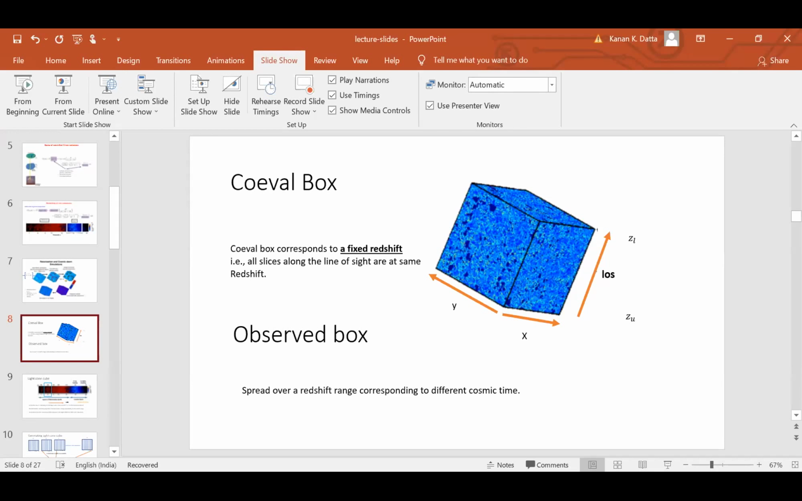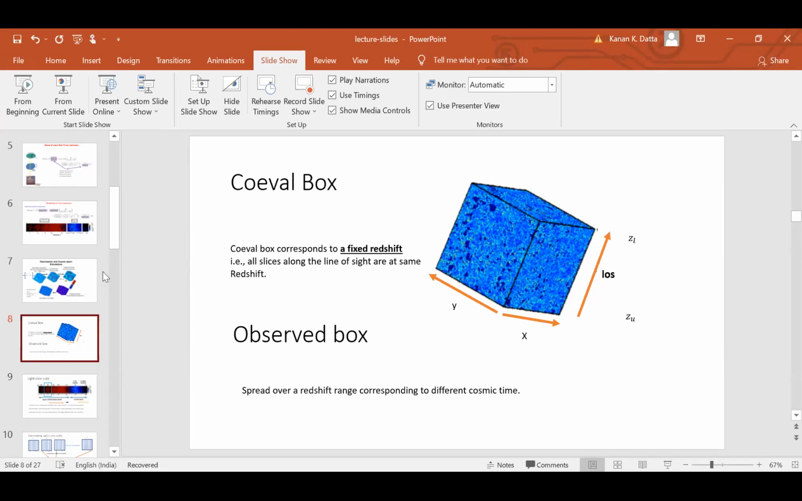Otherwise, you won't be able to capture the large-scale features of the signal, which will be targeted by upcoming telescopes like SKA, LOFAR or MWA. So if you want to mimic a LOFAR or SKA observation, you have to have a bigger box, at least 100 megaparsec or bigger. The other question was related to your previous slide.